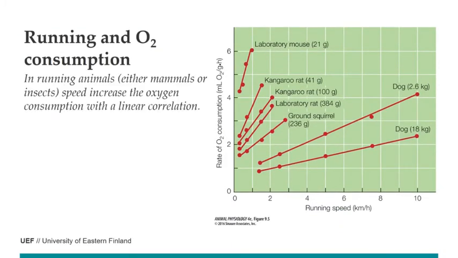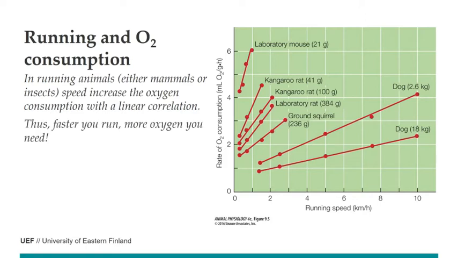When we are running, the oxygen consumption is increasing linearly with the speed. And it depends a lot on the size of the animal. In the previous videos, we learned that the smaller the animal is, the more oxygen is used per gram per hour. But also, when it's moving, the steepness of this linear correlation is more steep in a laboratory mouse than a large dog.